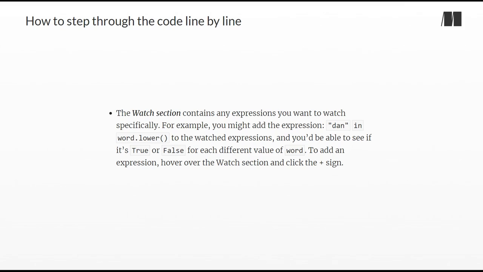The watch section contains any expressions you want to watch specifically. For example, you might add the expression "Dan in word.lower" to the watched expressions, and you'd be able to see if it's true or false for each different value of word. To add an expression, hover over the watch section and click the plus sign.